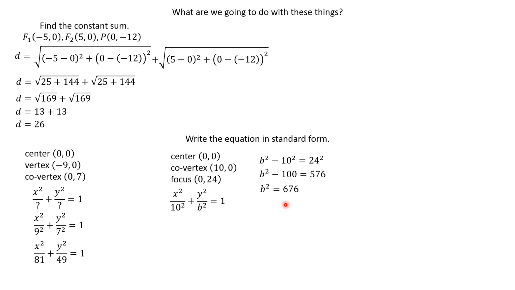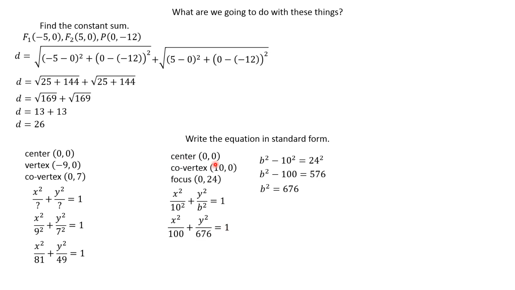So if you had something like b squared equaled 623, well, finding the square root's difficult, and then you have to square it again. That number just goes here. So 676 goes here. 10 squared is 100. And so we have x squared over 100 plus y squared over 676 equals 1.